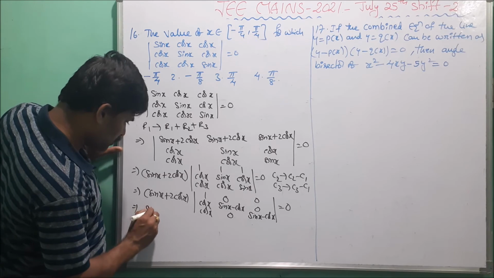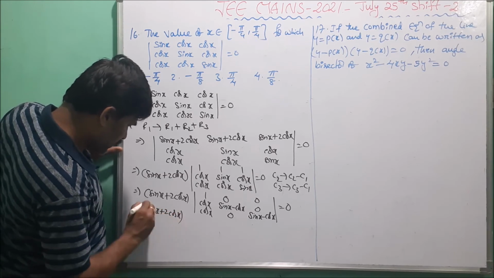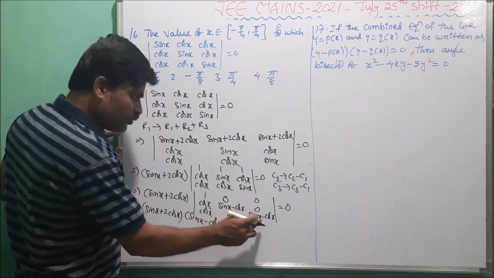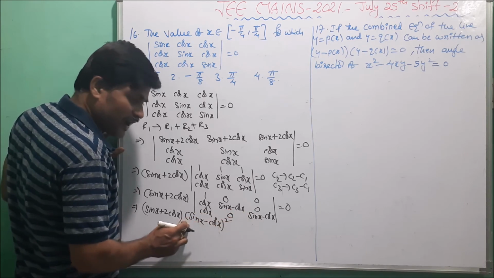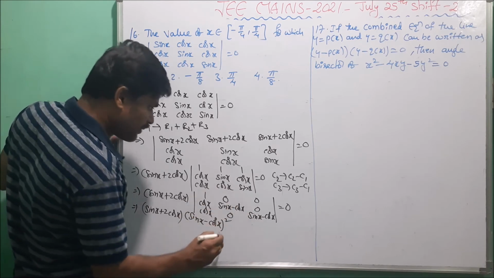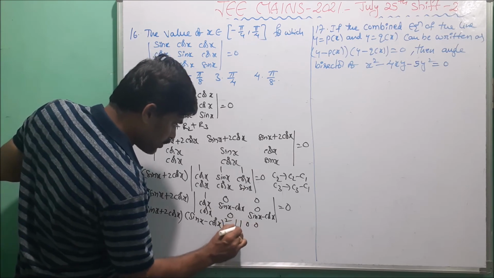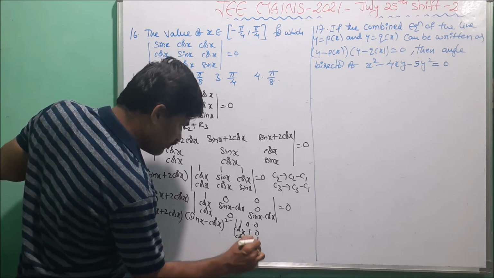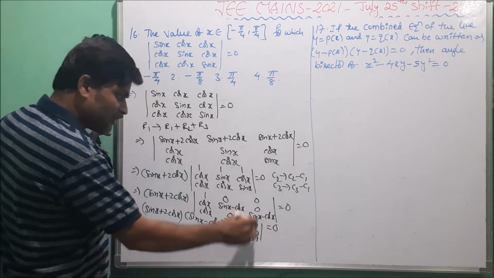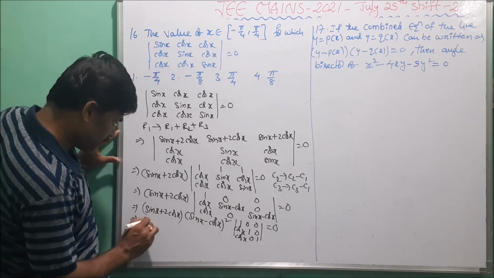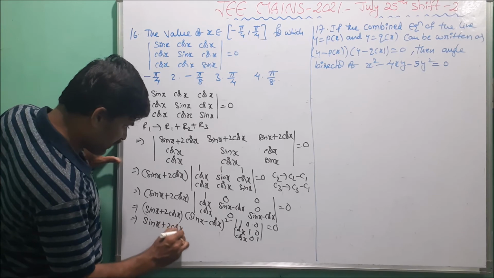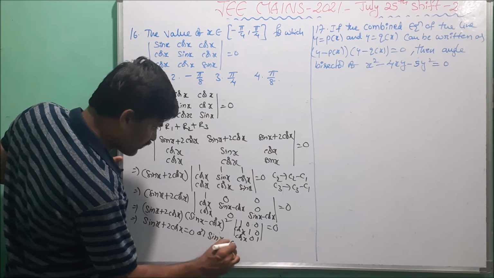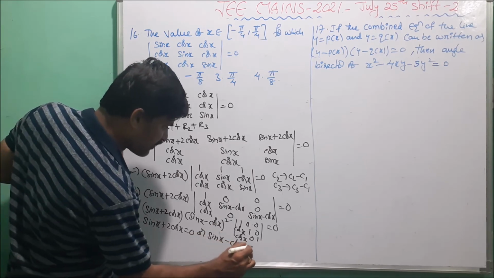We take that value sin x plus 2 cos x into sin x minus cos x whole square. Here there are two factors of sin x minus cos x. Therefore here we write sin x minus cos x whole square. Now the remaining determinant 1 0 0, cos x 1 0, cos x 0 1, that equals 0. This determinant will be 1. Now from this one we write sin x plus 2 cos x equal to 0 and sin x minus cos x whole square equal to 0, which means sin x minus cos x equal to 0.